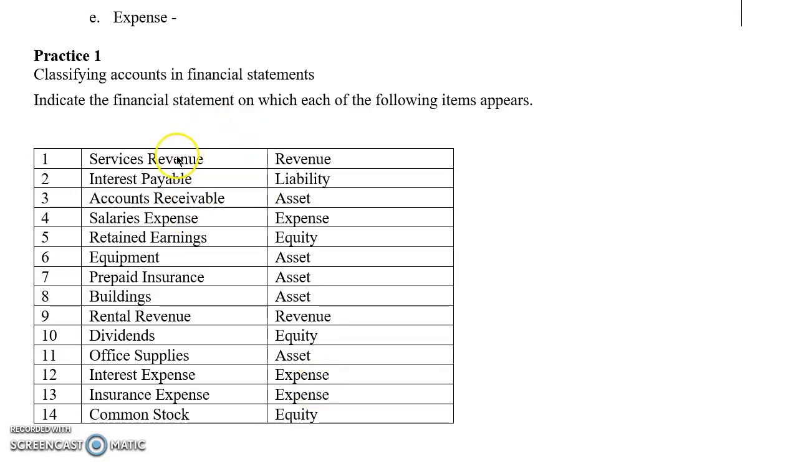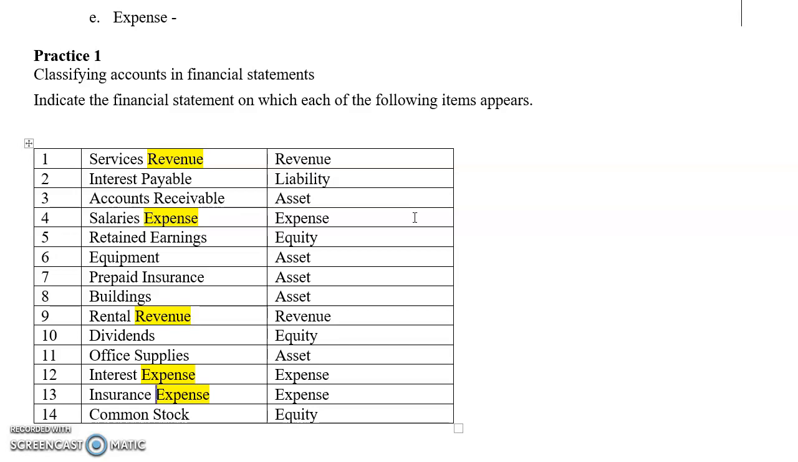Let me show you a real quick trick. A lot of times the answer's in the name. Pretty cool, huh? Service revenue is a revenue account. Salaries expense is an expense account. We don't want to see you missing these. Out of the 14 listed here, we've eliminated five, almost half, and you can quickly identify what they are because the answer is in the name.